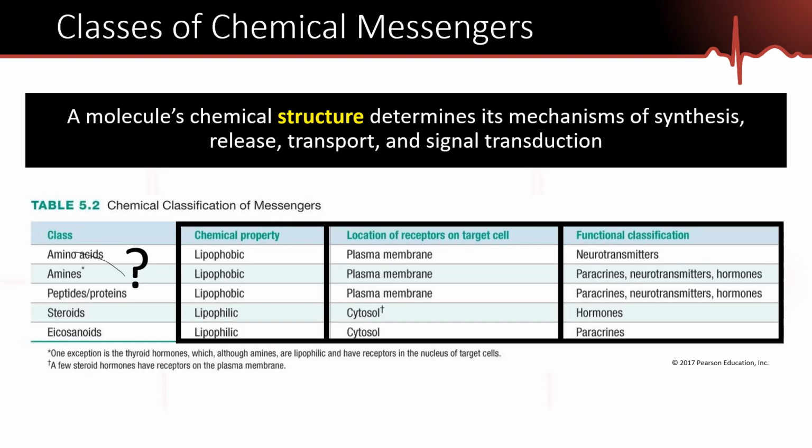So now we have more or less finished this table of different types of chemical messengers. What class do they fall into? What's their chemical property? Where do we find receptors for each one of them? We've talked about all these in a decent amount of detail. And now we have a couple more things to say more broadly, really about all chemical messengers.